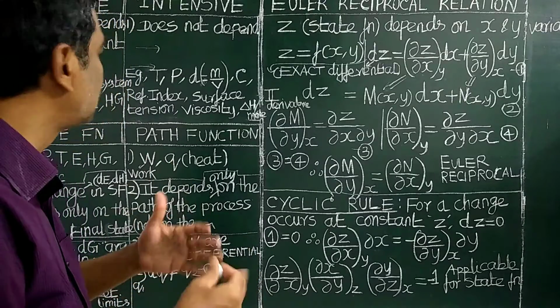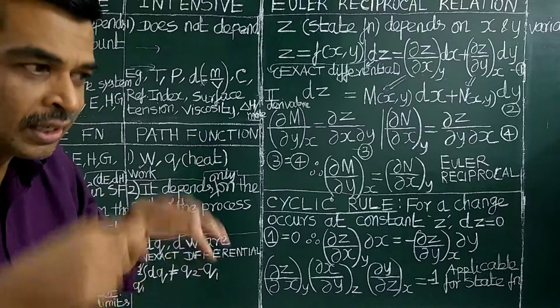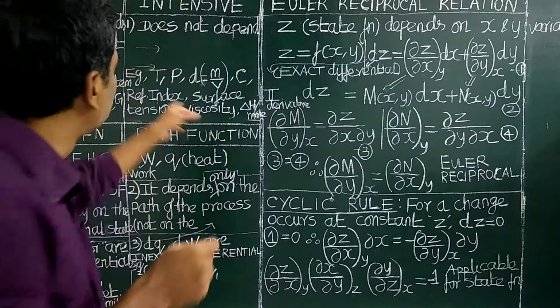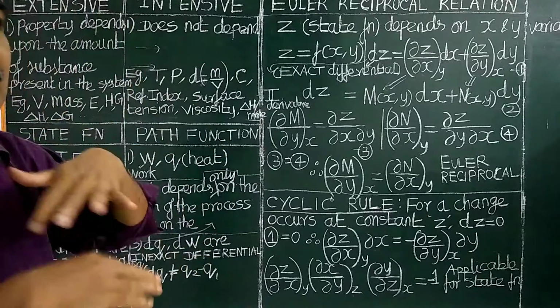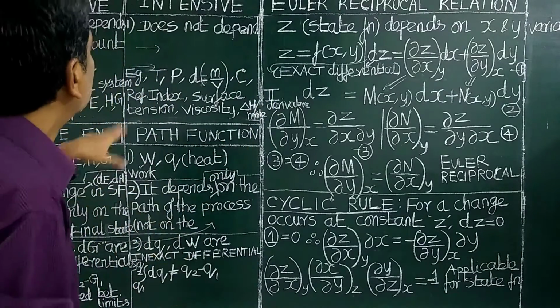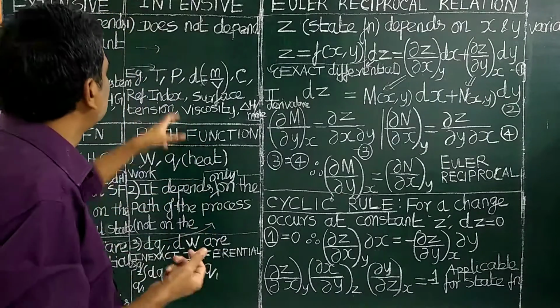For example, temperature. To measure the temperature of the earth or the temperature of Virudhunagar town or any place, you keep the thermometer and you can measure the temperature. You need not take all the temperature. Okay, so it does not depend upon the quantity of the substance present in the system.